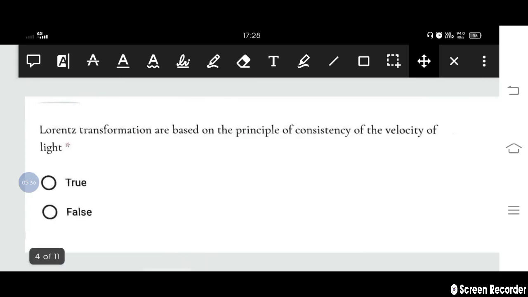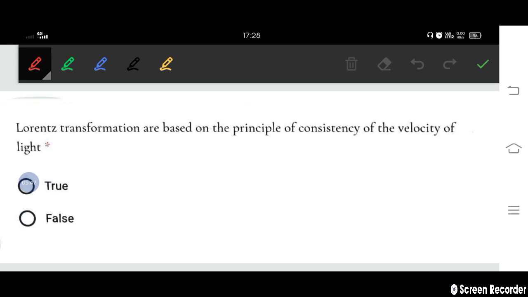Now moving to our next question. Lorentz transformation are based on the principle of consistency of the velocity of the light. So this is a true or false statement. Frequently asked question is this. So here it is true that Lorentz transformation are based on the principle of consistency of the velocity of light. So here our correct option is option A, that is true.